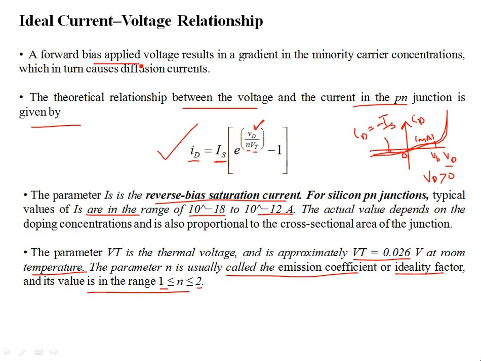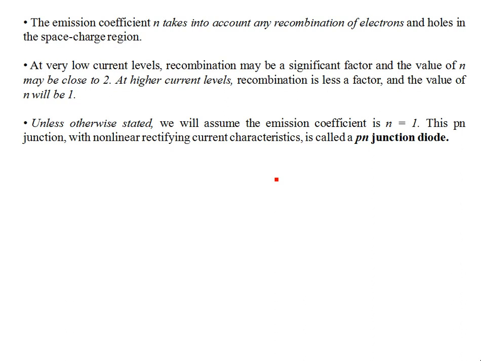Forward bias voltage results in a gradient in the minority carrier concentrations, which in turn causes diffusion currents, and this diffusion current due to the applied VD is given as such, where IS is the reverse bias saturation current, a small current, VT is the thermal voltage, and n is the emission coefficient of the diode, which for simplicity can be taken as 1. It takes into account the recombination of charges in the space charge region. So the emission coefficient takes into account any recombination of electrons and holes in the space charge region.